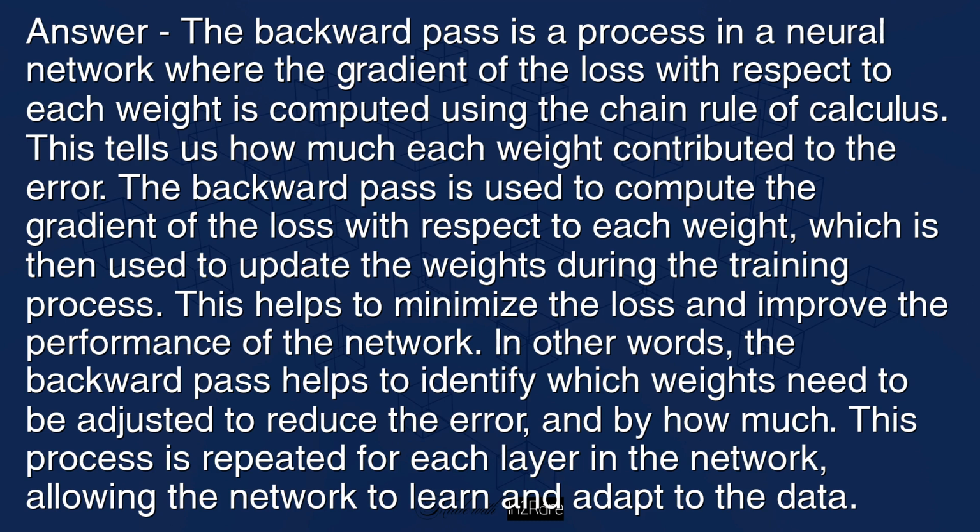The backward pass is used to compute the gradient of the loss with respect to each weight, which is then used to update the weights during the training process. This helps to minimize the loss and improve the performance of the network. In other words, the backward pass helps to identify which weights need to be adjusted to reduce the error, and by how much. This process is repeated for each layer in the network, allowing the network to learn and adapt to the data.